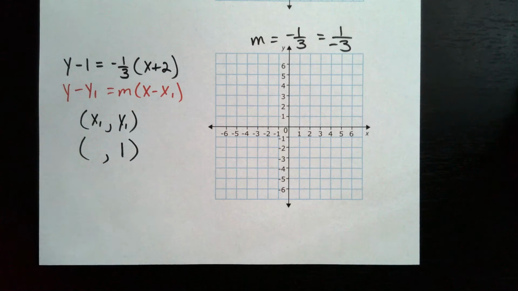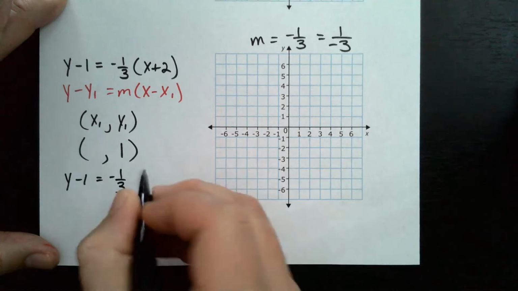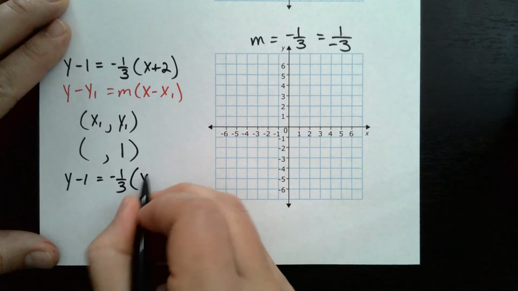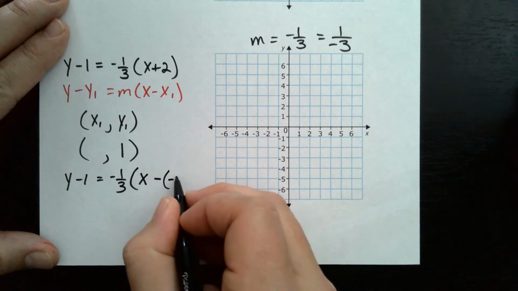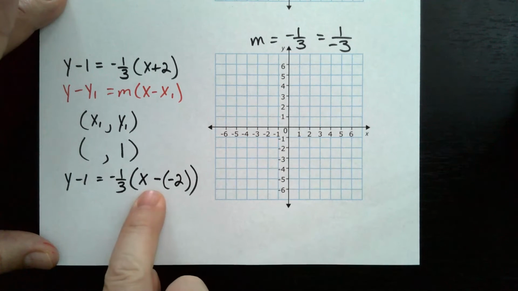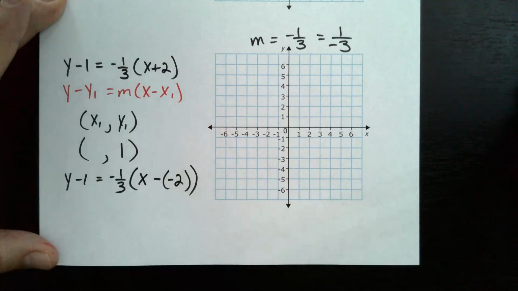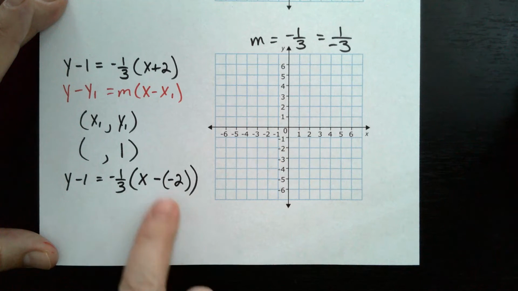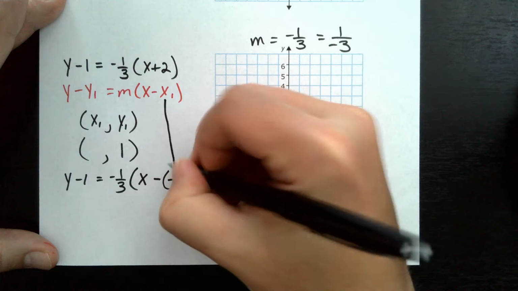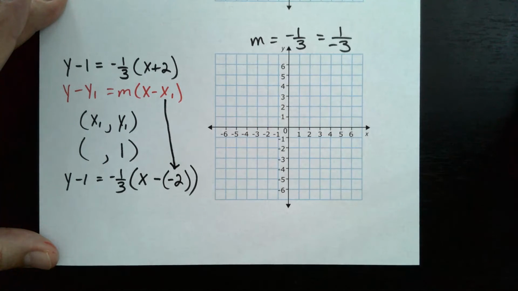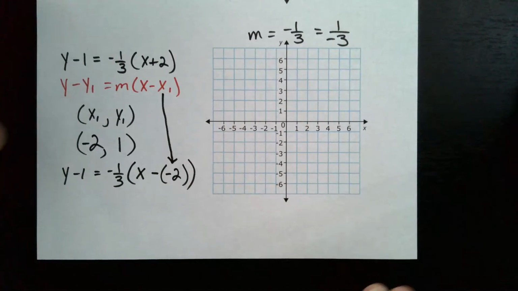So I can rewrite this down here, y minus 1 is equal to -1/3. I'm going to rewrite this as x minus, because that's what the formula says, a -2, okay? Because a negative times a negative is a positive. So the inside of this parentheses is the same as the inside of that parentheses, right? But now it matches the formula. So we can say that this x1 is -2. Okay, so we put that -2 there, and now we have a point and we have a slope.